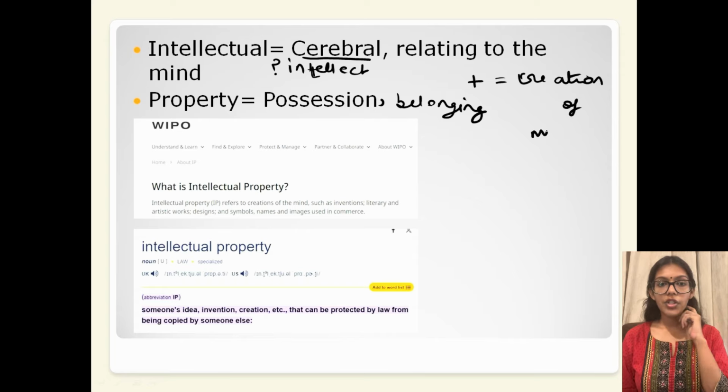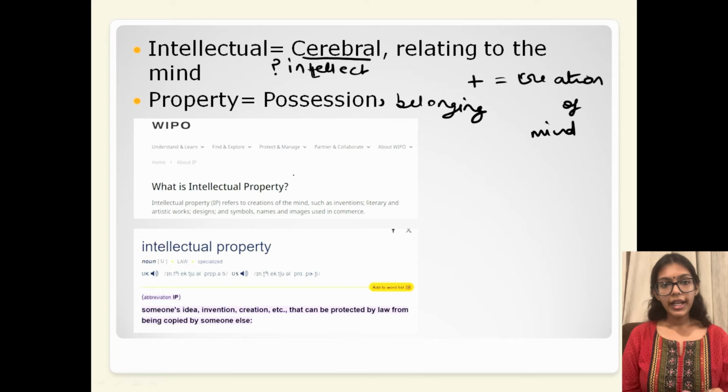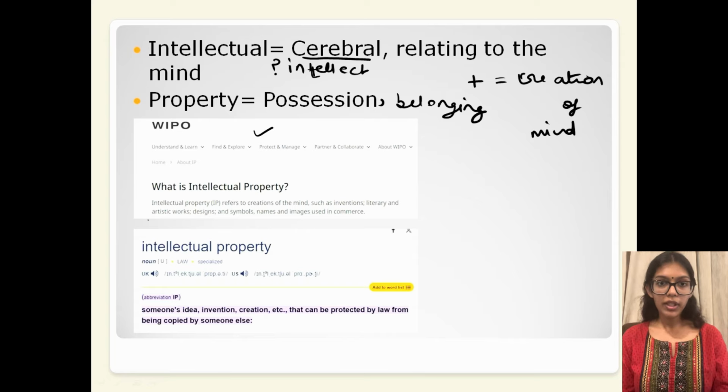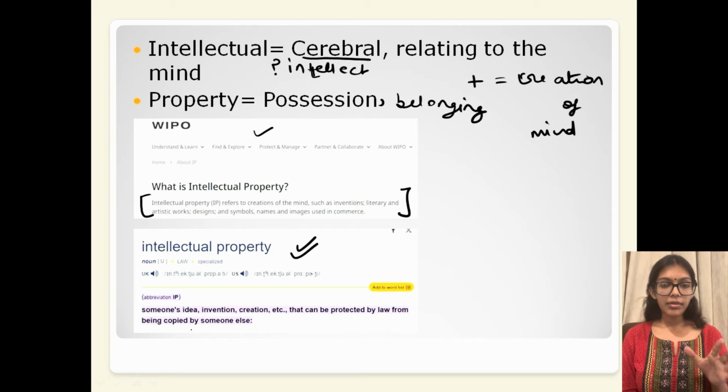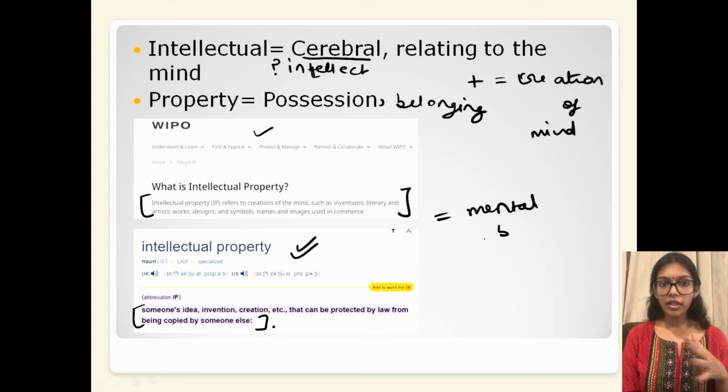Okay, let's look at the official definition. So World Intellectual Property Organization or WIPO describes intellectual property as creations of the mind such as inventions, literary and artistic works, designs, symbols, names and images used in commerce. Also, Cambridge Dictionary describes it as someone's idea, invention, creation that can be protected by law from being copied by someone else. So what's the common pattern here? All things described require some or the other form of mental labor, right?